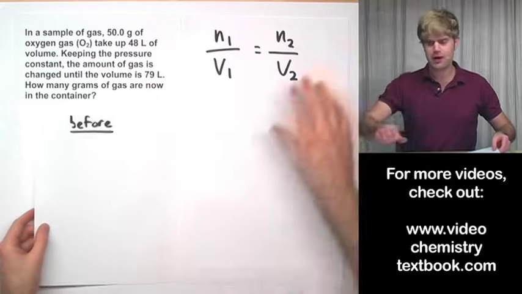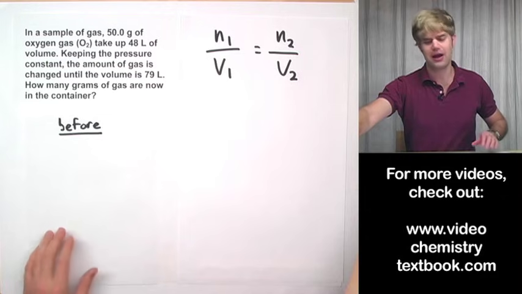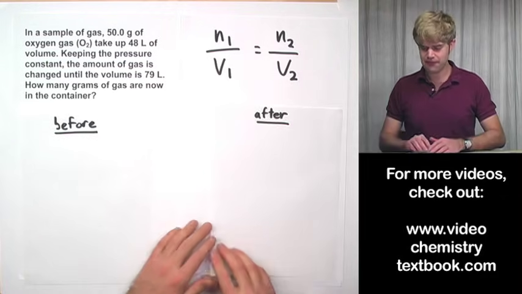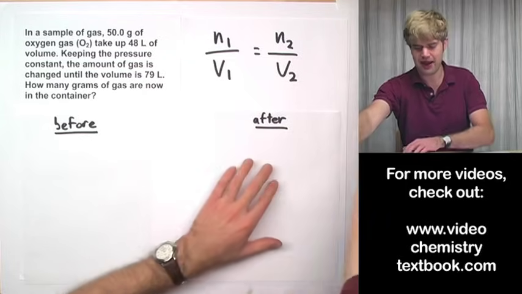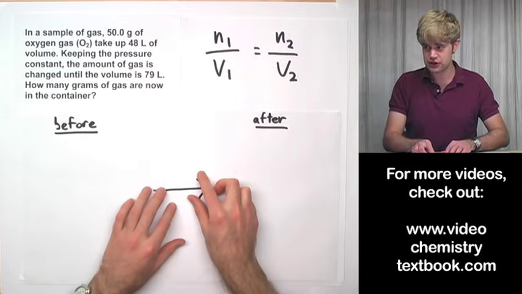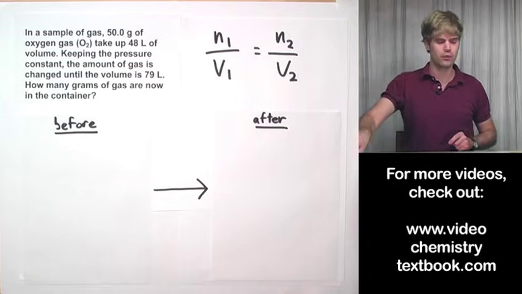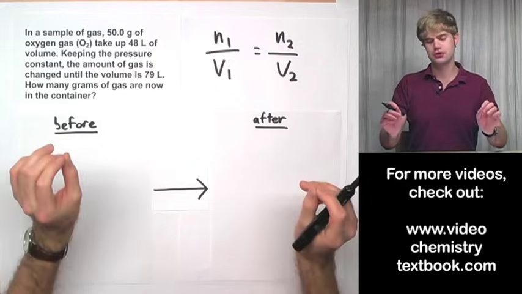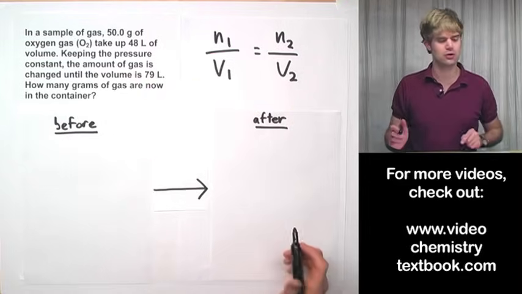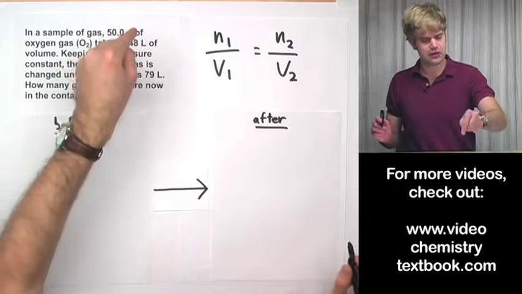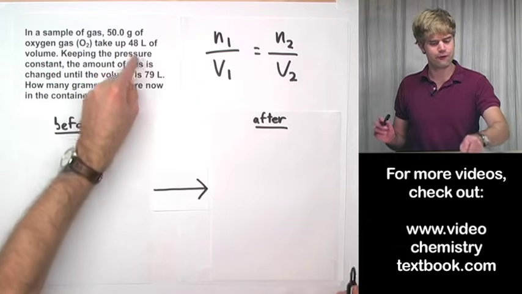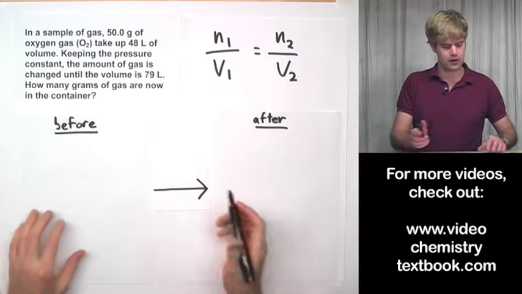When I'm doing problems like this, I find it really helpful to keep track of my variables by making a chart like this. I've got my before and I've got my after, because we said there's a change that takes place, this little arrow, we're moving from one to the other. Let's get our variables straight before we plug anything into this equation. So, in a sample of gas, 50 grams take up 48 liters. That's what we start with, okay?